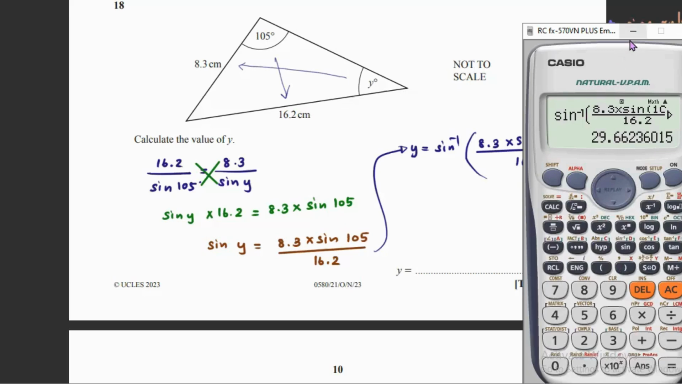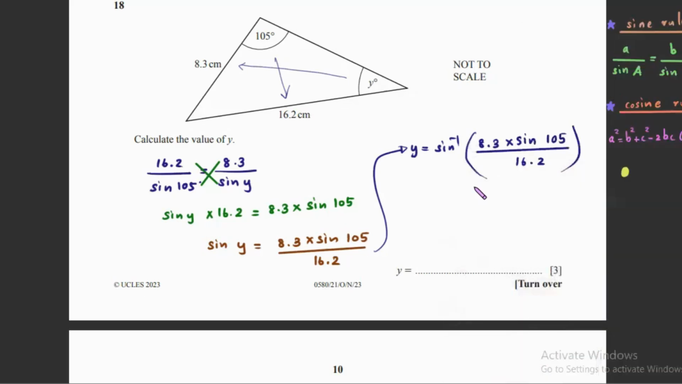29.66 degrees. So I will write it to 2 decimal places in this case. So my answer is 29.66 degrees. This is the value of y. Let's move on to the next question.